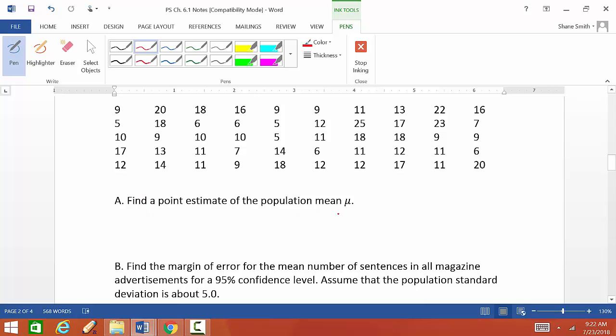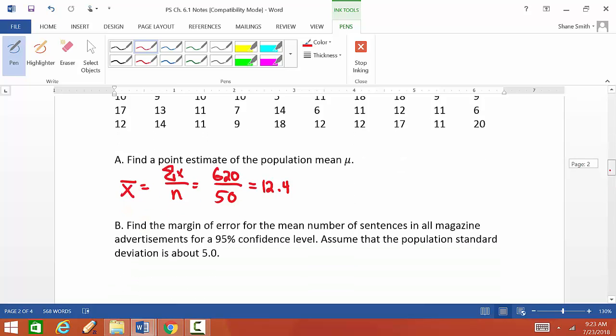Okay, so the first thing we're going to do in step 1, or part A of this problem, is find the point estimate. Well, the point estimate is x bar. What is the average number of sentences in the magazine advertisement? So we have to average all these numbers. Well, to average something, you need to add everything together and divide by how many there are. And I'll just tell you, if you add all these together, you get 620, and there's 50. So that's 12.4. So that's the first step, easy enough.